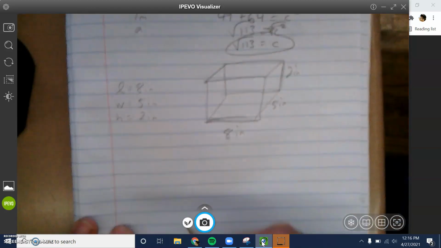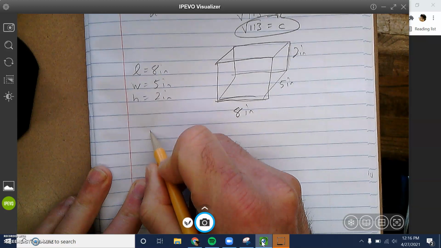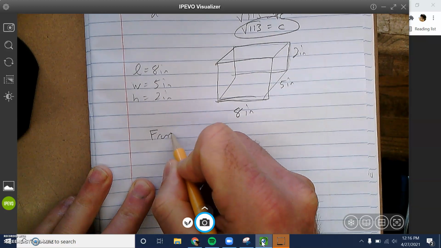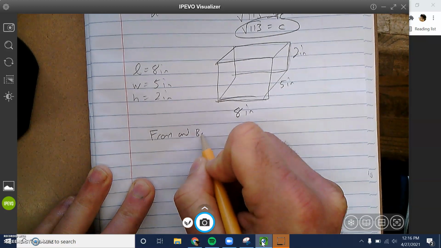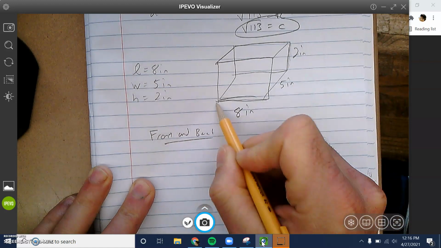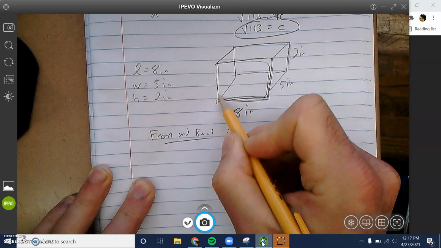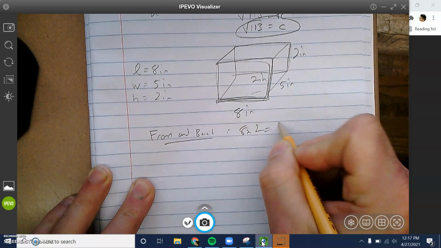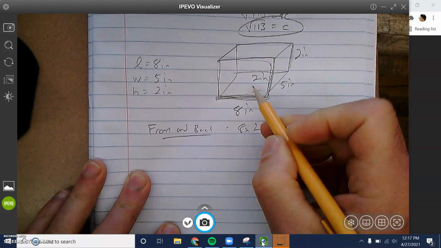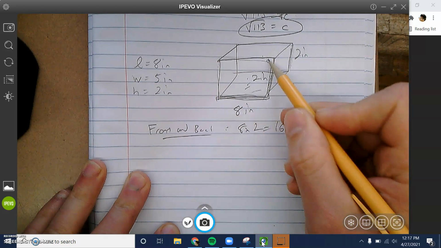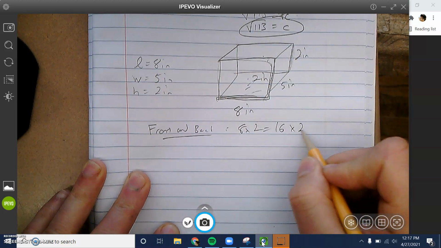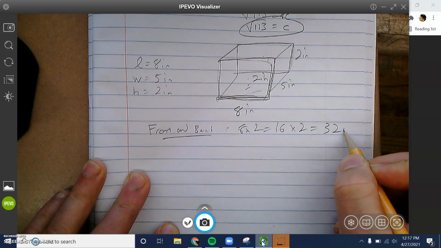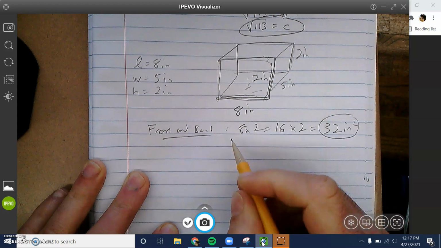Okay. So let's break it down. We have the front and back. So the front is 8 times this rectangle right here. See how I'm tracing it? You should trace it too. 8 times 2, which is 16. But I'm going to multiply by 2 because the front and the back are congruent. So times 2, so that's 32 square inches for the front and the back.